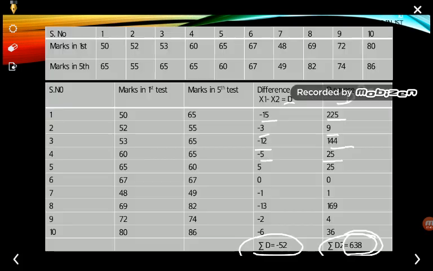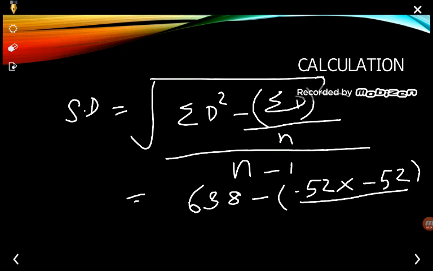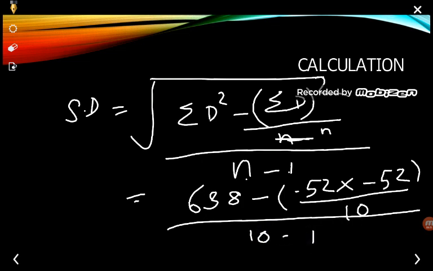What is summation of d square? Here we have seen summation of d is minus 52. So it is squared, that's why we are going to multiply it once again: 52 divided by the number of observations, which is 10, the whole divided by n minus 1. This is n, this is n minus 1. So here it will be 10 minus 1.